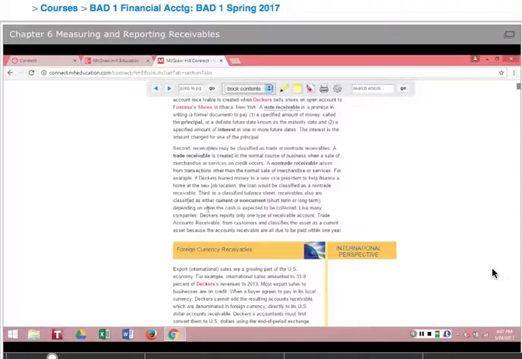Then remember that we have to classify receivables as either current or non-current assets. So if we have a receivable that will not be collected, a note, for example, that will not be collected for 2 or 3 years, that would be listed as a non-current asset.